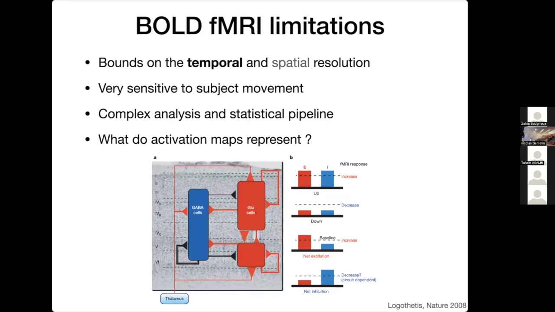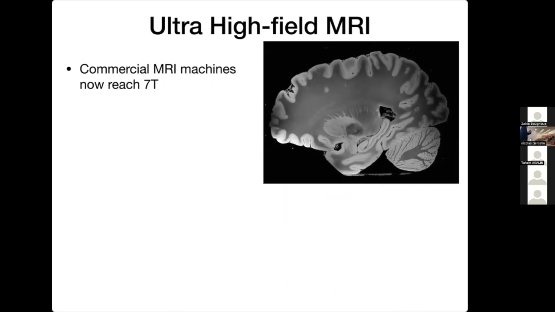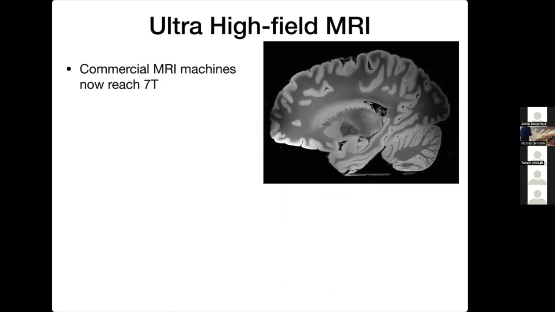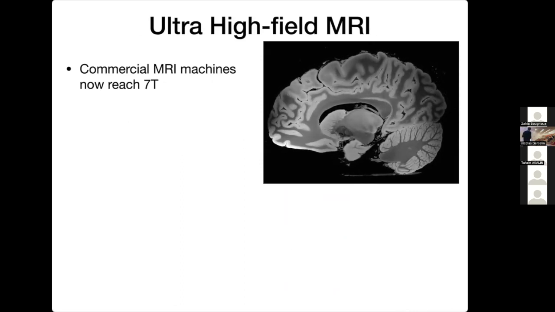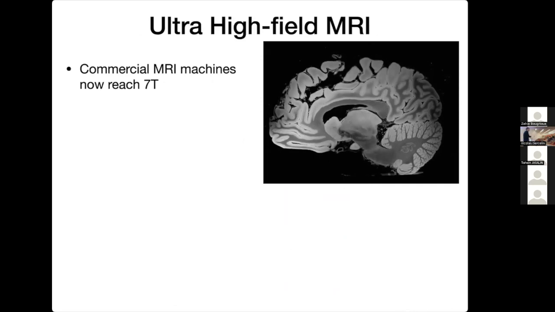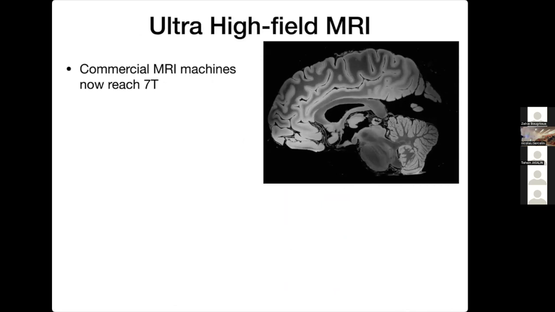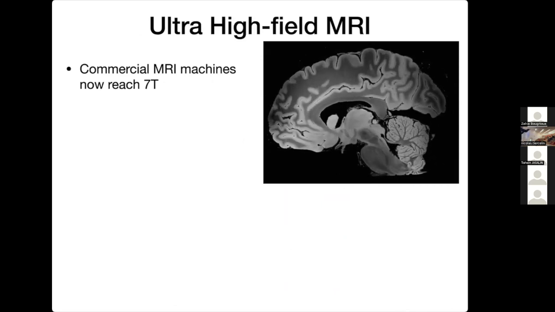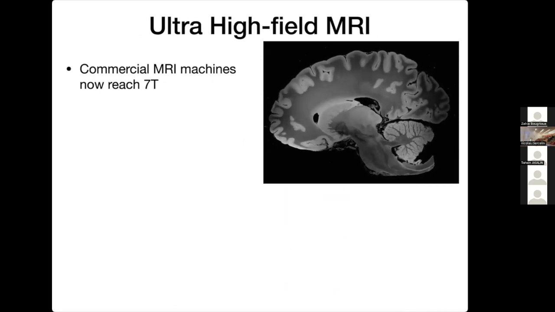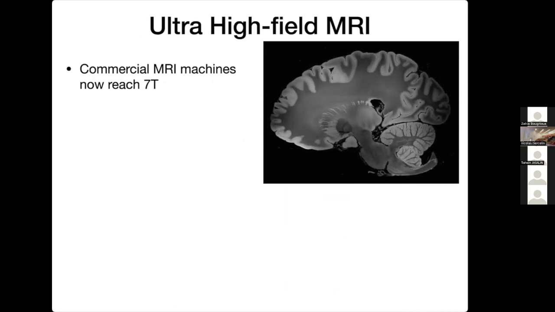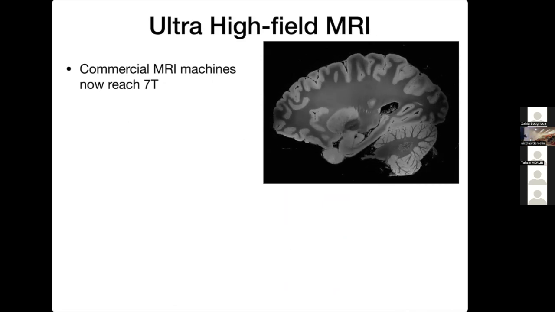So this field is of course progressing in time, and the constant progress that has existed since the beginning of MRI is the increase of this static field. Currently, even commercial machines, the brand new ones, reach 7 Tesla. Which is quite a feat, right? You need to put constant 7 Tesla around a person. And this is the kind of image you can get. So here it's an ex vivo image of a brain, and the resolution is 100 microns, right? 0.1 millimeter.